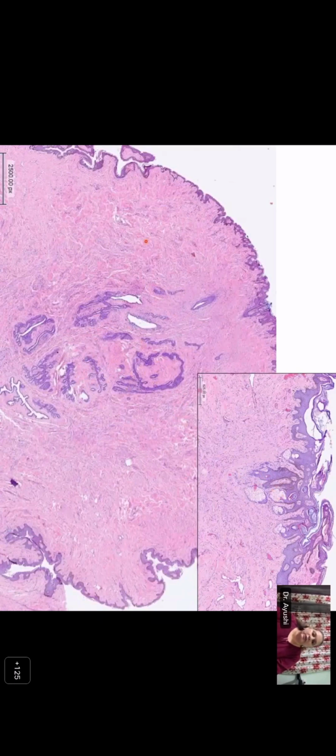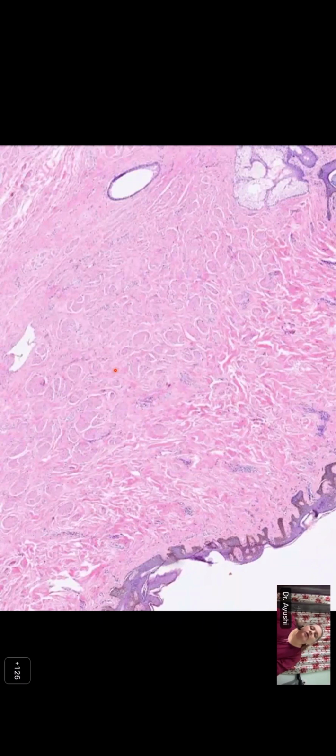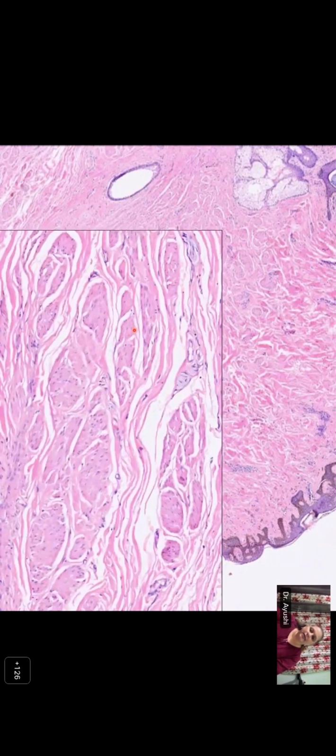The stroma of the nipple is very densely hyalinized and collagenous, and the nipple areola is separated from the underlying subcutaneous breast tissue by a layer of smooth muscle bundles, that is the contractile layer of the nipple.